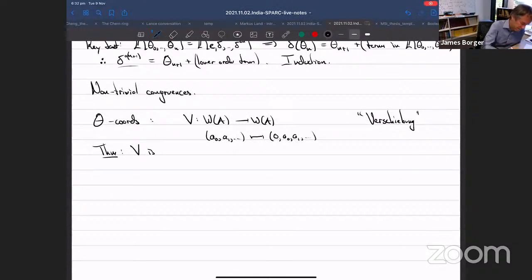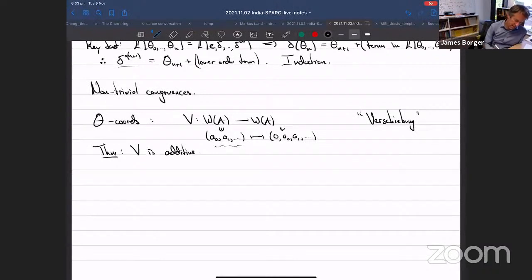It just shifts to the right and then adds a 0. And the theorem is V is additive. I kind of think of it like an integration operator. Like with the differential Witt vectors, remember these A's were coefficients of a power series. And now with a divided power series, I want to shift them all to the right, which is kind of like integration.